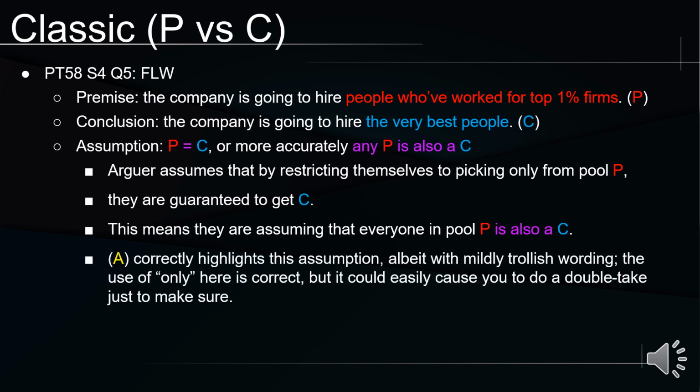So answer choice A here correctly highlights this assumption, albeit with mildly trollish wording. The use of the word only here is correct in the answer choice, but it could easily cause you to do a double take this early in the section just to make sure. At least that's how it was for me. It didn't make this question particularly hard, but honestly, if it were me and I wanted to be clear about it, I would have worded it the way that I did, that everyone who's from a 1% firm is among the very best. That would be what they're assuming, but they didn't, of course, put it exactly that way.